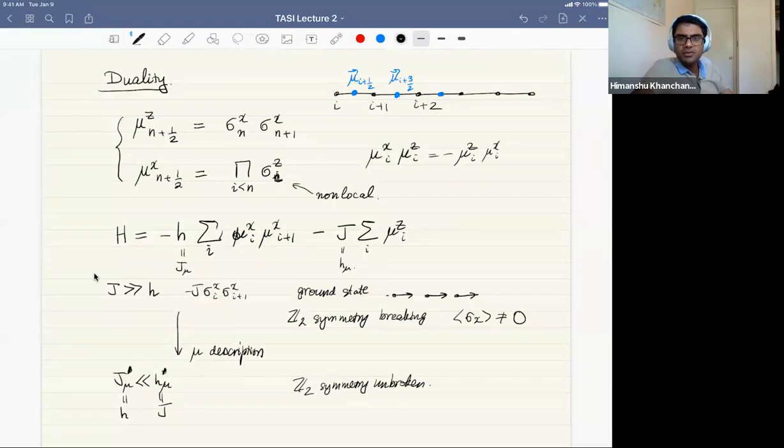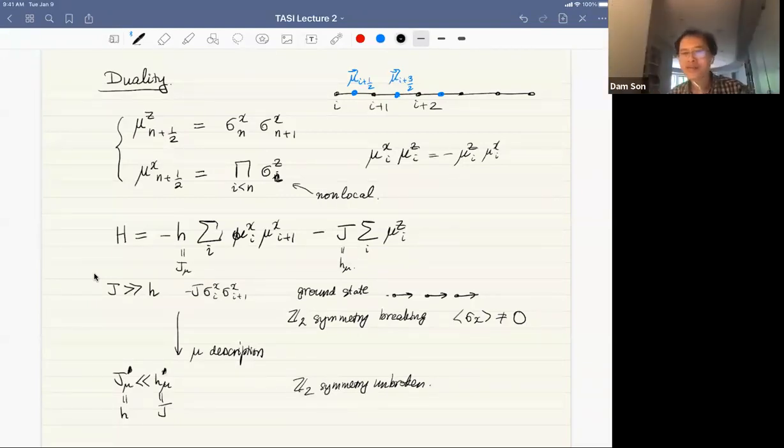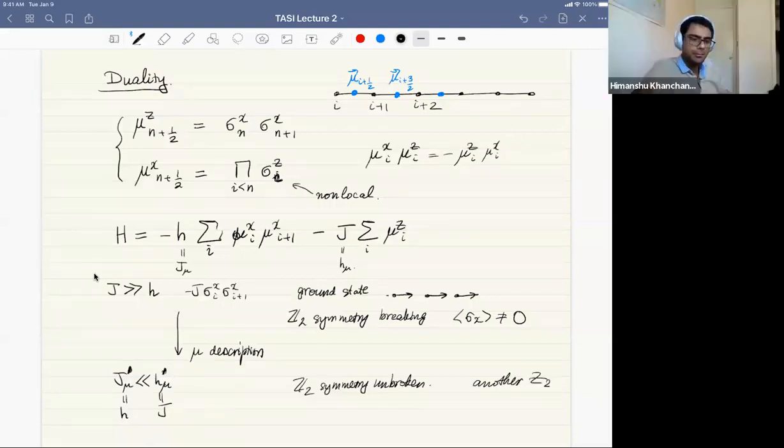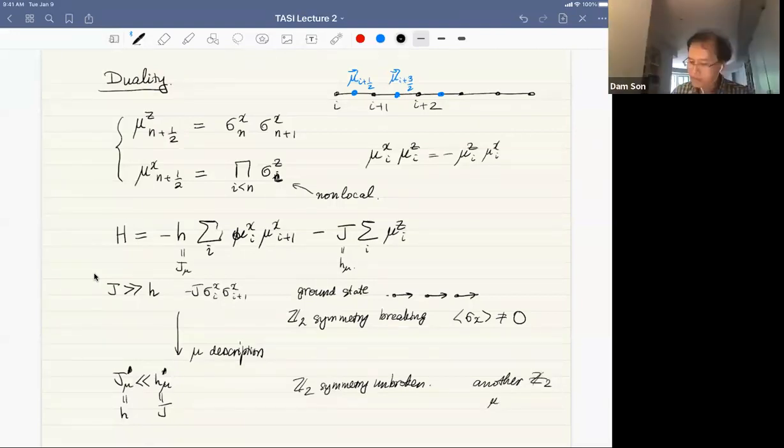So is it clear that the Z2 is the same Z2? Because in the other description, the Z2 acts on mu. The Z2 that is unbroken acts on mu, whereas in the first description, Z2 acts on sigma. Yeah. So they look like they are different Z2s. Yeah, it's a different Z2. The Z2 that is broken is another Z2, the one that maps mu x to minus mu x.